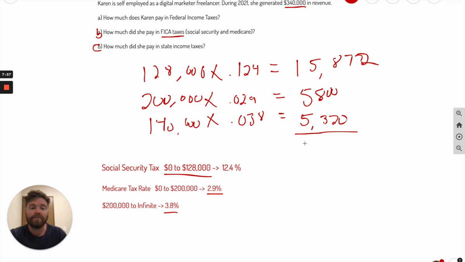Multiply that out and we get 5,320. Okay, so let's go ahead and add those up here. So we have 15,872 plus 5,800 plus 5,320. And there we go. 38,112. So that's going to be the FICA taxes that she'll have to pay. Now lastly, let's go ahead and talk about state income taxes.